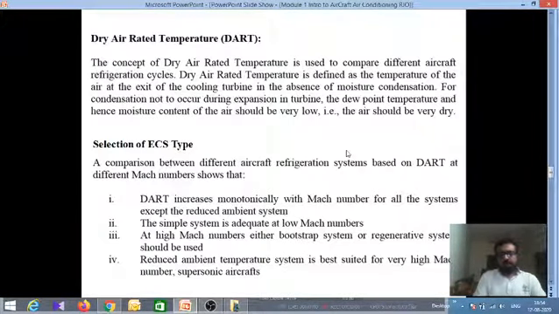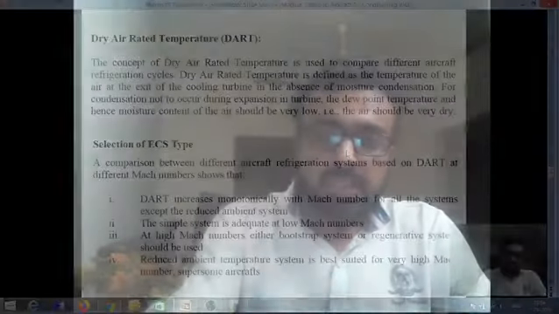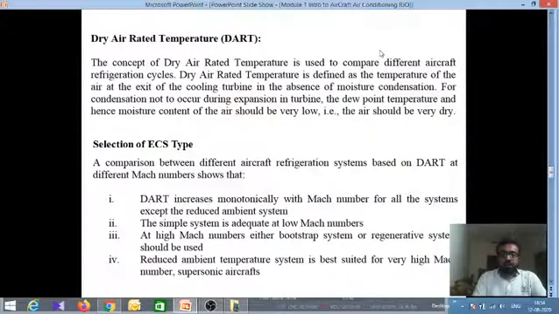Now there are a few terms which we should know when we compare different types of air conditioning system. For example, you want to choose between two types. How do we choose? What happens if the speed of the flight changes? It will affect this because it is taking air from outside, so the pressure changes and the flow rate changes. That is dealt with by a term called DART.